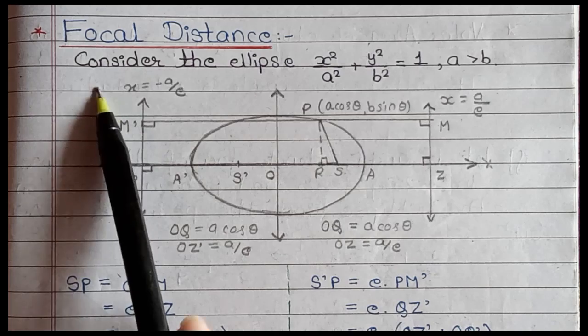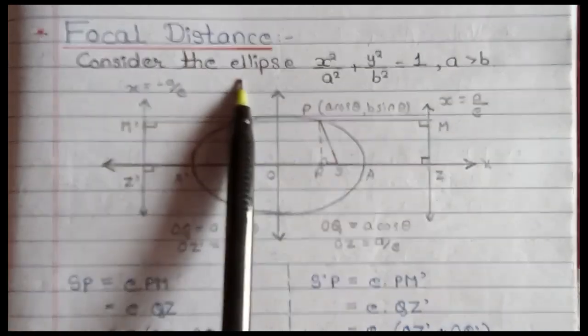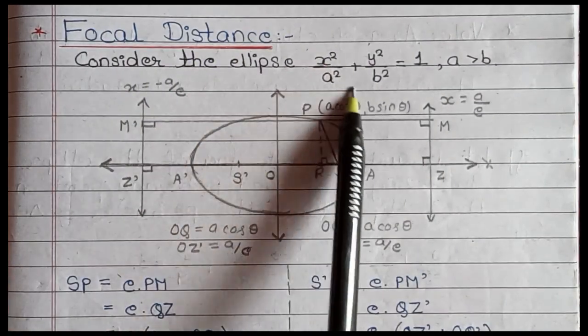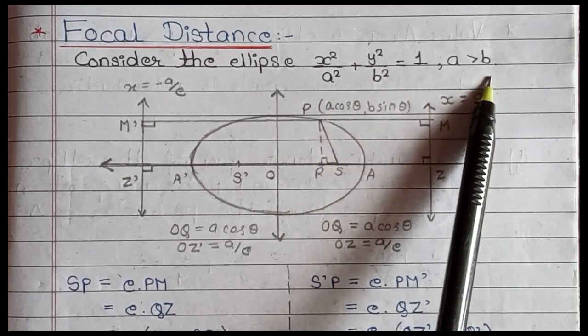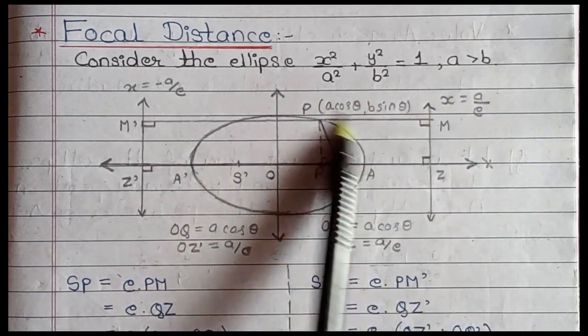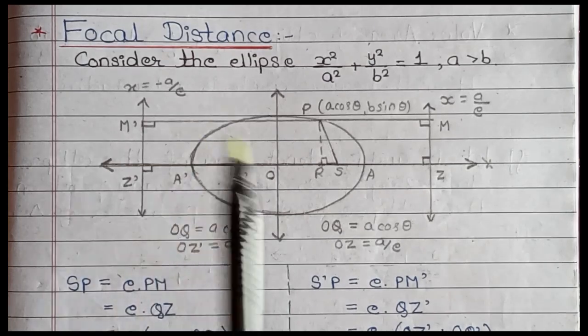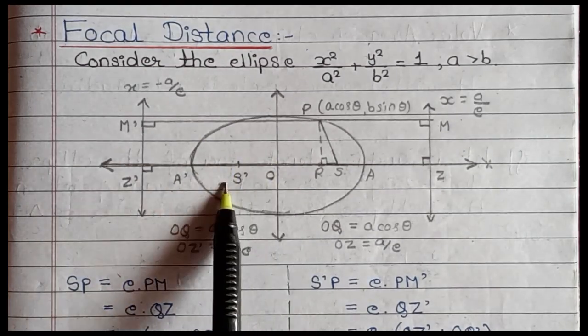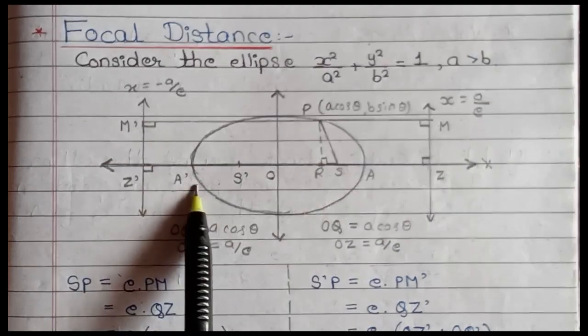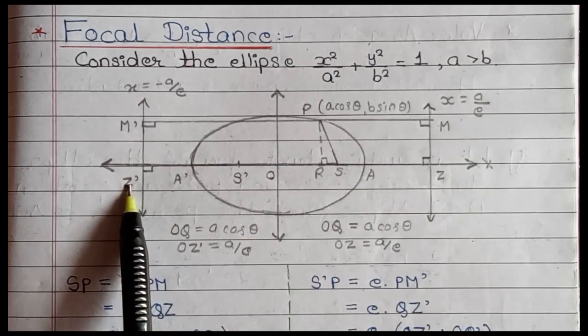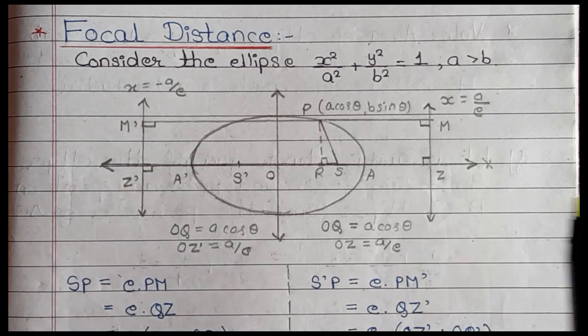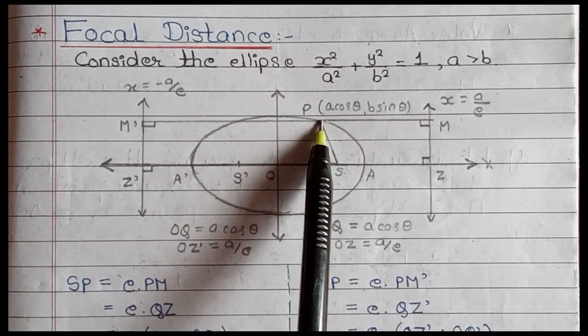Next topic is the focal distance. So consider a standard ellipse x square by a square plus y square by b square is equal to 1, where a is greater than b, means a horizontal ellipse. Here is the center. These are the focal points S and S dash. A and A dash are the endpoints of the ellipse. The Z and Z dash are on the directrix of the ellipse. And take a general point P.